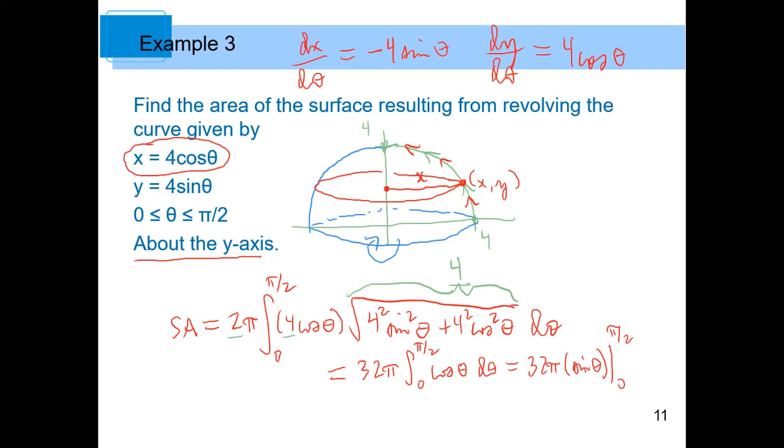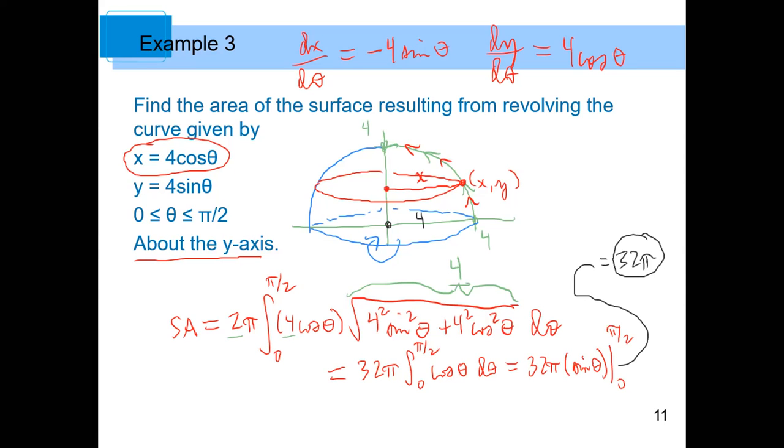Right, so what's the answer? 32 pi. Okay, and look, we should have a way of checking this. After all, when you think about it for a minute, this was basically a sphere of radius 4 we were dealing with, yes? A sphere of radius 4. So we get a surface area of 32 pi.